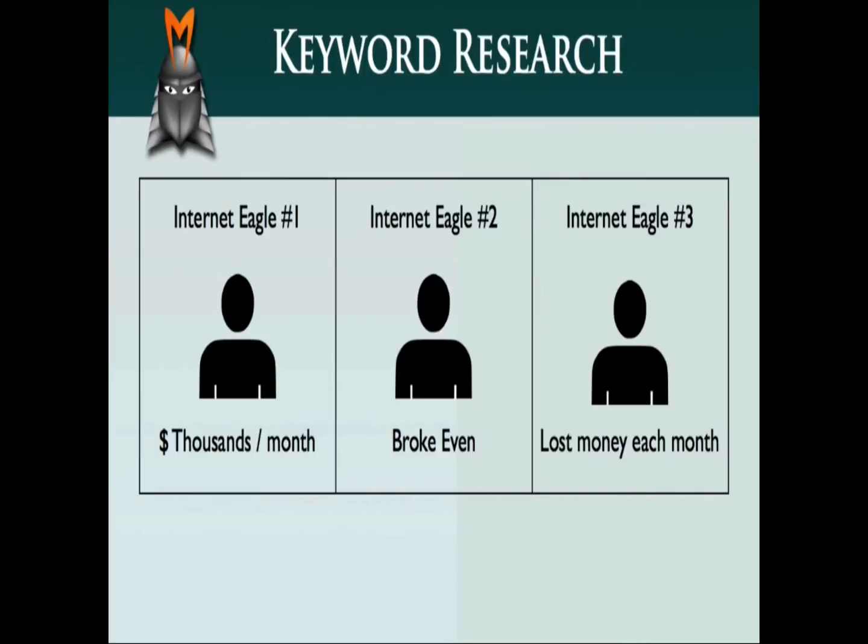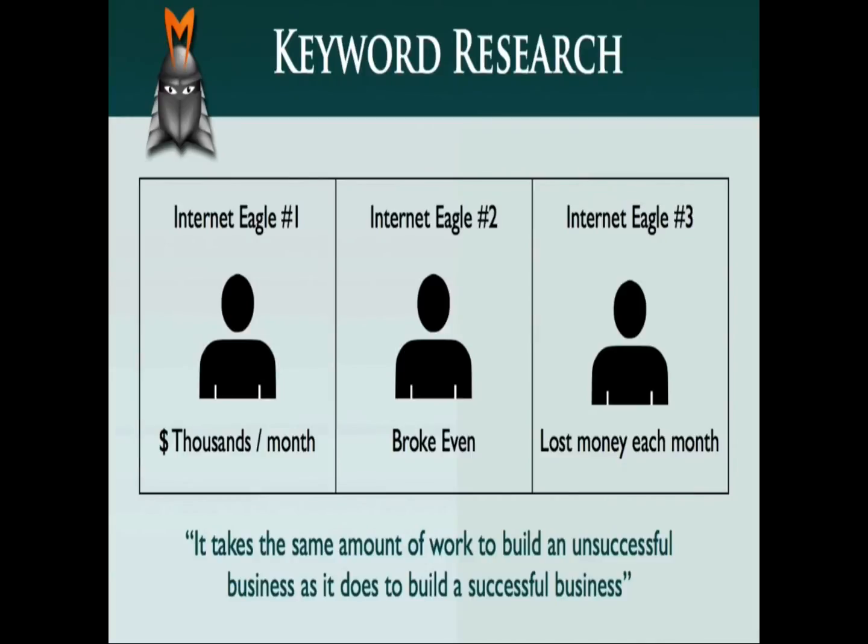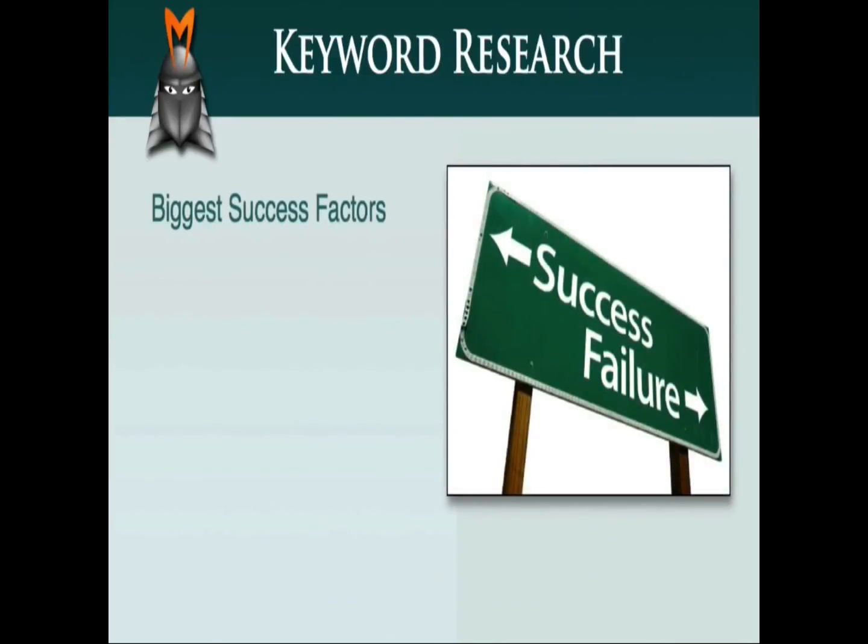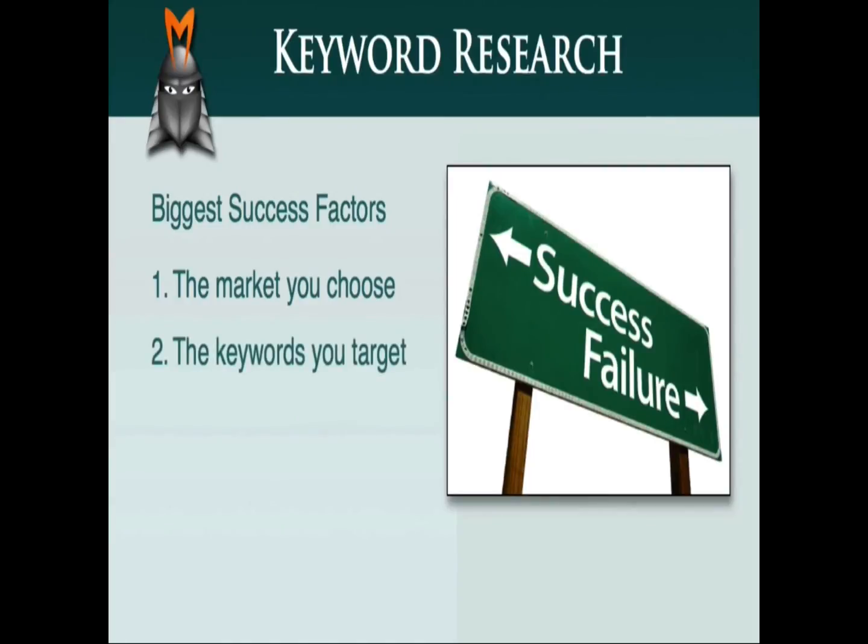What we learned from this experience is that when it comes to internet marketing, success is not necessarily achieved by the person with the best product or the person who works the hardest. In fact, it takes the same amount of time and effort to build an unsuccessful business online as it does to build a successful business. The biggest factors that determine whether you succeed or fail are number 1, the market you choose, and number 2, the keywords you target. If you get these 2 factors right, your online business may produce an income stream that can completely transform your life.